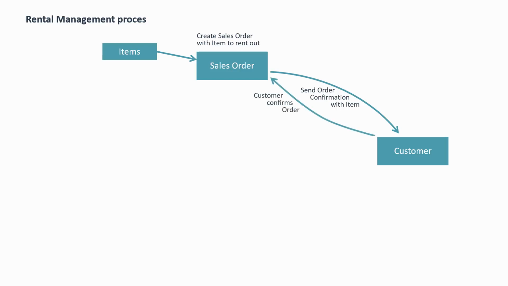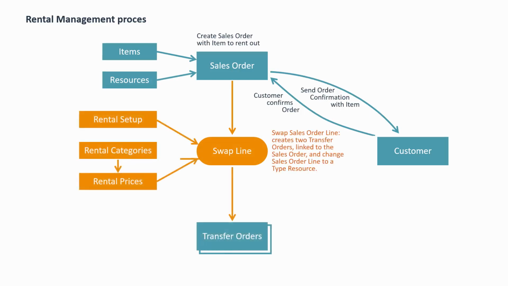Then the customer can confirm the order back to us, which means we will start the actual process of making this a rental item. Of course, on the sales order from the beginning, it was stated that this was a rental item. Once the customer confirms the order, we swap the order line from the sales order. This will create two transfer orders, or actually you could also use one, and they'll link to the sales order, and we change the sales order line to be a type resource instead, which means we use the resource to invoice the customer. And the swapping will depend on the rental setup, the rental categories, and the rental prices.